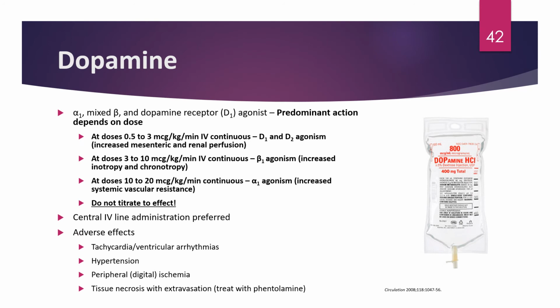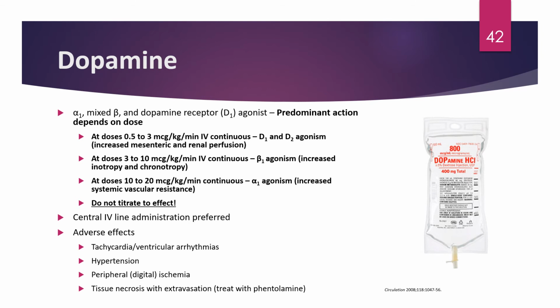Dopamine is actually a very unique agent. It is dependent on the dose regarding its actual effects. So generally, it works on alpha 1, beta, and primarily D1, but there is some D2 agonism also, but the predominant action will depend on the dose.